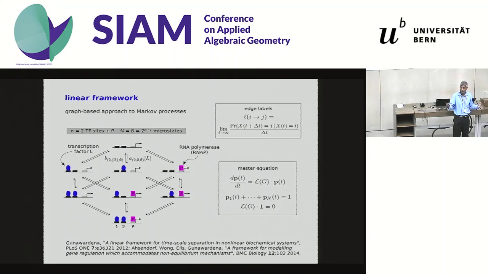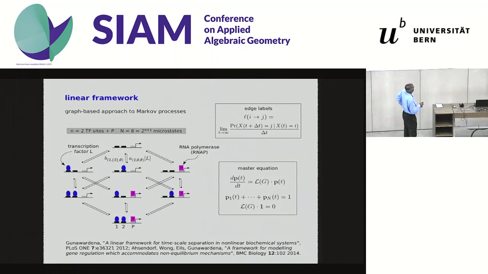And the labels are the important things here because they are rates, so they have dimensions of inverse time. And the way to think about this from the Markov process point of view is that they're just the infinitesimal rates for the Markov process. Okay, and I've just rewritten that there. And you can read it, okay?